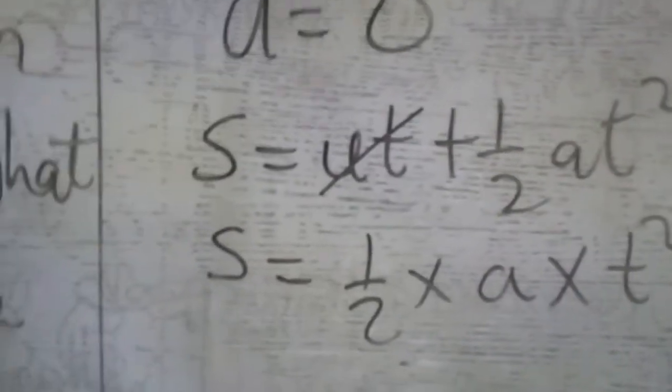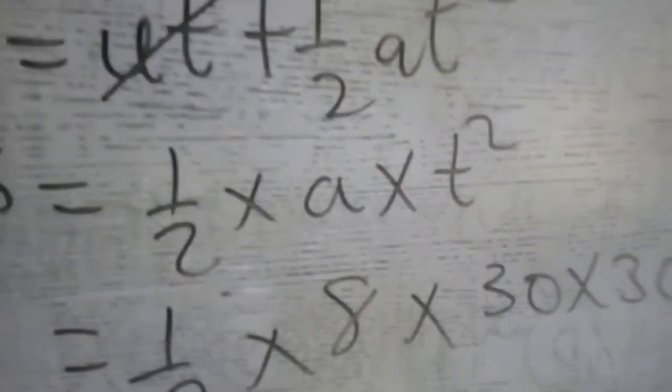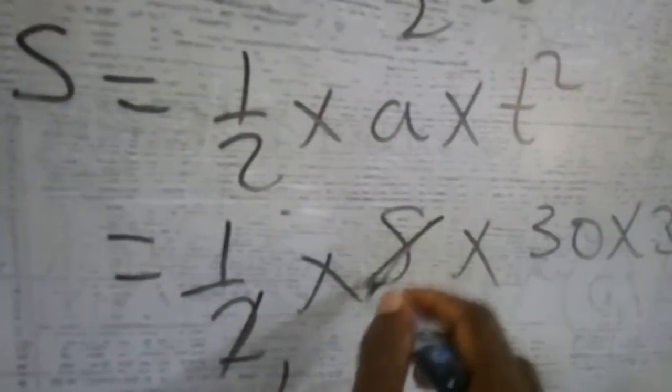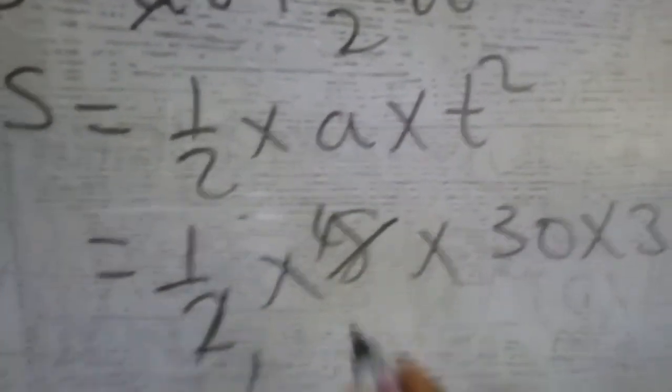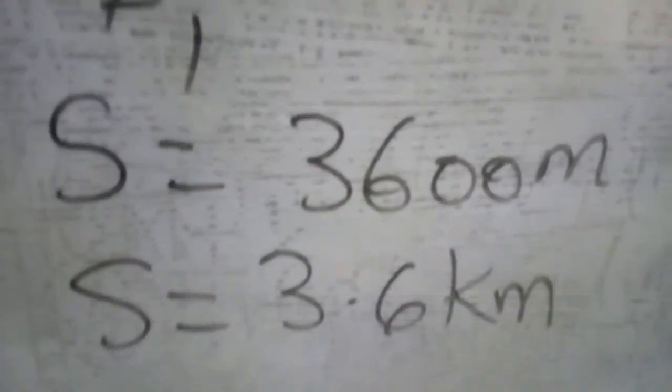So we're looking for S. So definitely half times, what's our acceleration? 8. What's our time? 30. 30 times 30. Here we have 2 here 1, 2 here 4. And 30 times 30 is what? 900. And 900 times 4 will be what? 9 times 4 is 36. So that's 3,600. So the total distance traveled will be 3,600 meters. And you can change that to kilometers and say S equals 3.6 kilometers, by dividing by 1,000. So that is when to use that kind of formula.